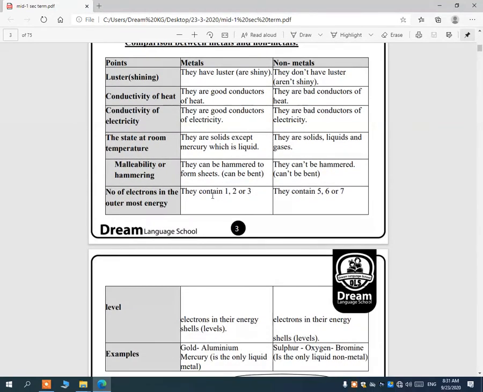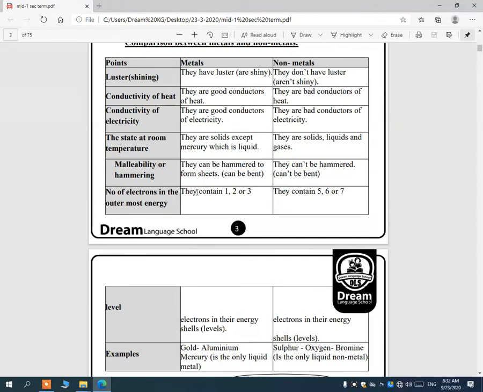The fifth point is the malleability, or the hammering. All the metals can be hammered to form sheets, I mean that they can be bent, but nonmetals can't be hammered or can't be bent.